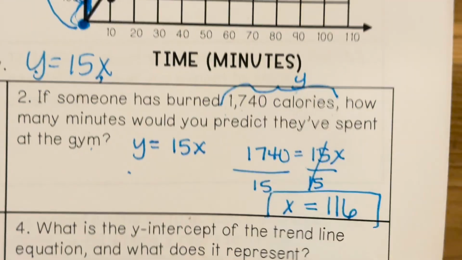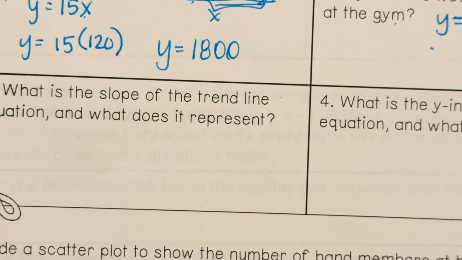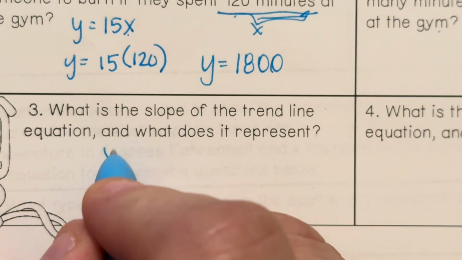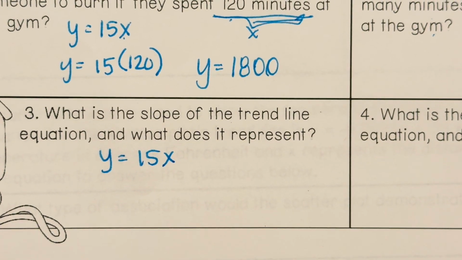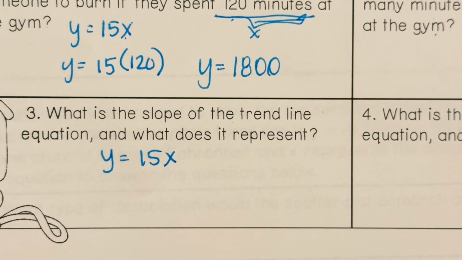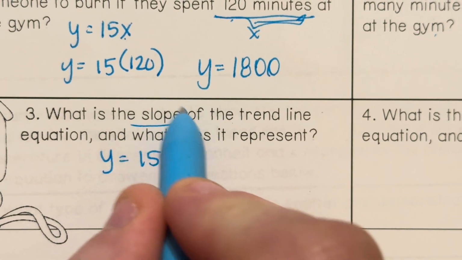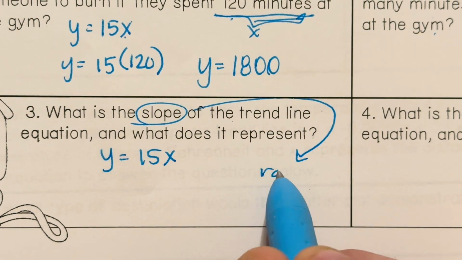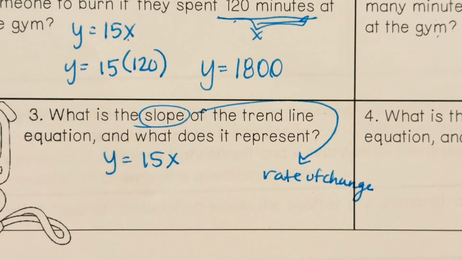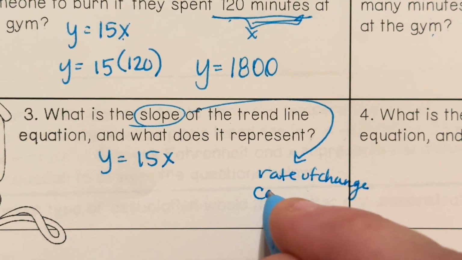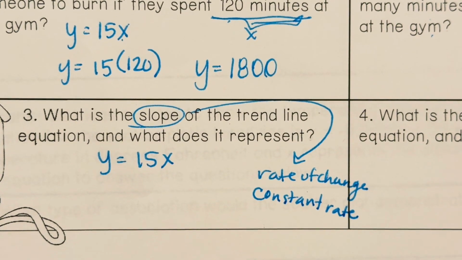Okay, let's look at number 3. What is the slope of the trendline equation and what does it represent? So we have y equals 15x. What part of this is the slope and what does it represent? Okay, remember slope. Slope can also mean rate of change. It can also be your constant rate. Okay, those are some other words we can use for that.